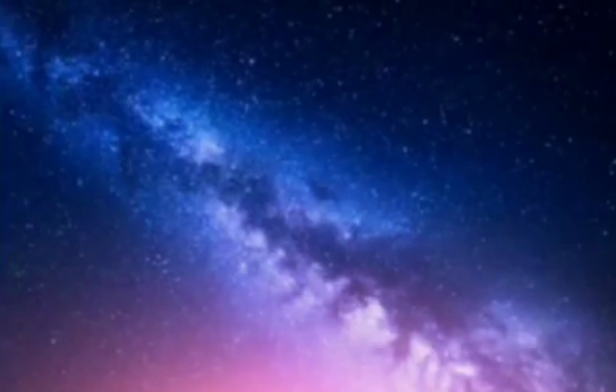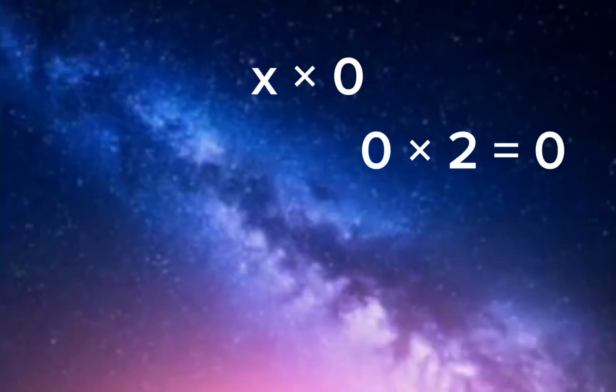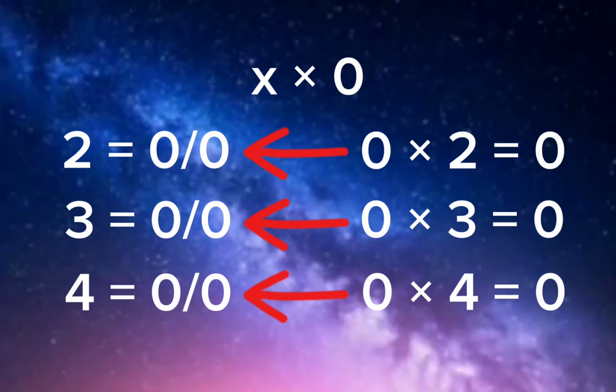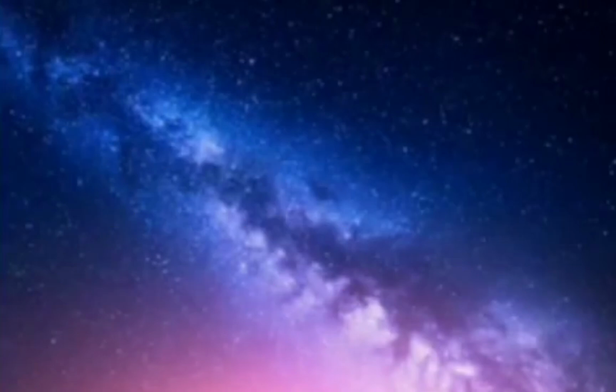Now, ask yourself, what happens if the factor is 0? We all know any number times 0 is always 0. Like 0 times 2 is 0, 0 times 3 is 0, 0 times 4 is 0. So in this case, it seems like division by 0 wouldn't make sense, since many different results will give out the same form. But let us look at this from a different angle.